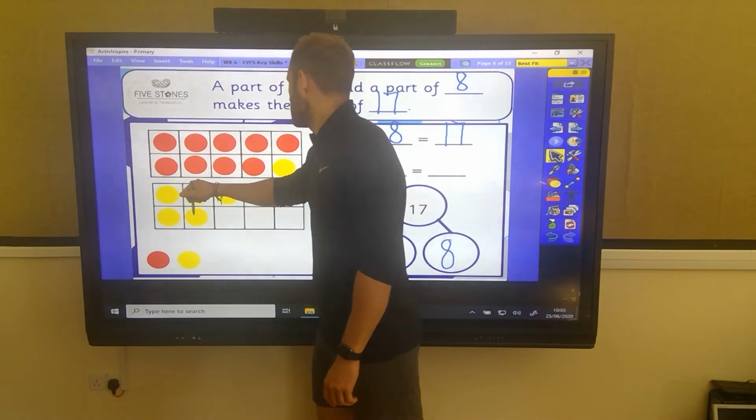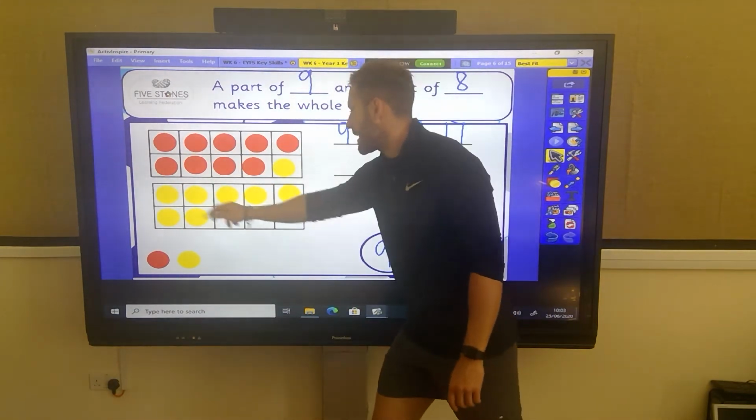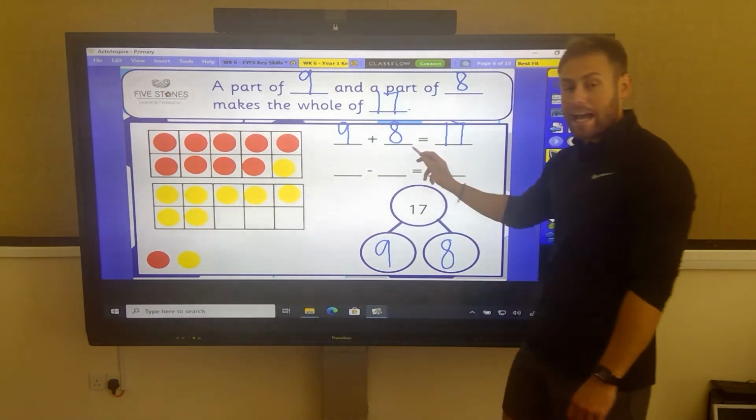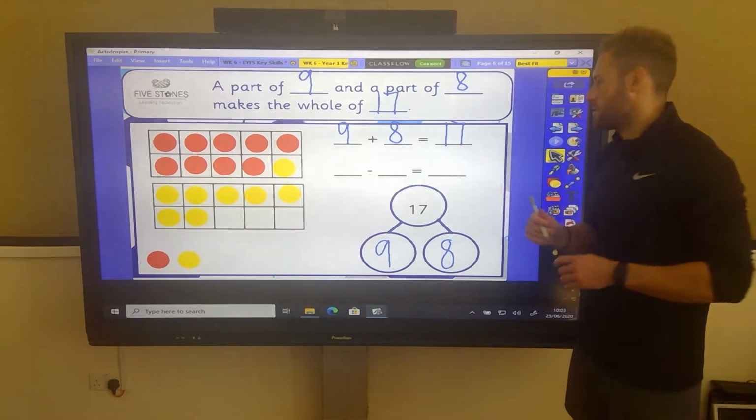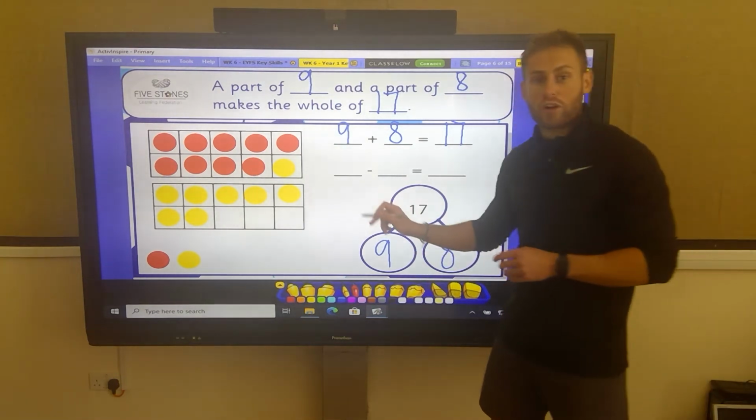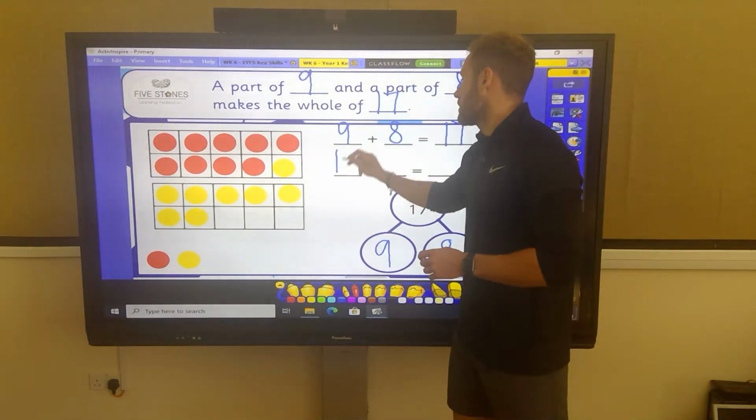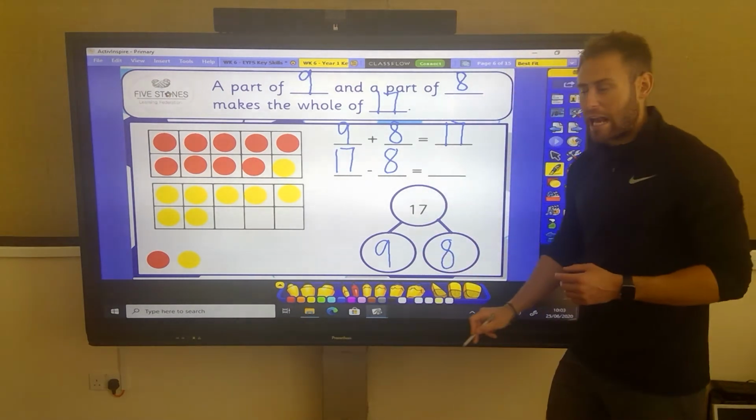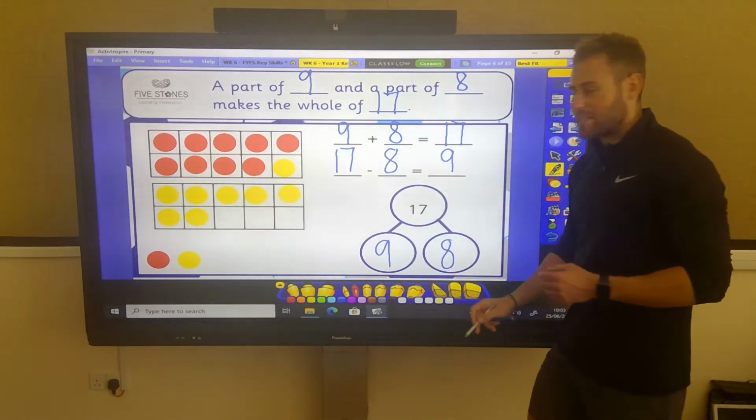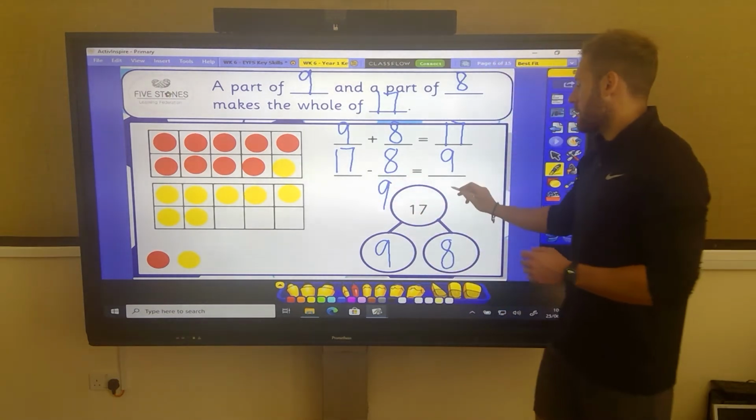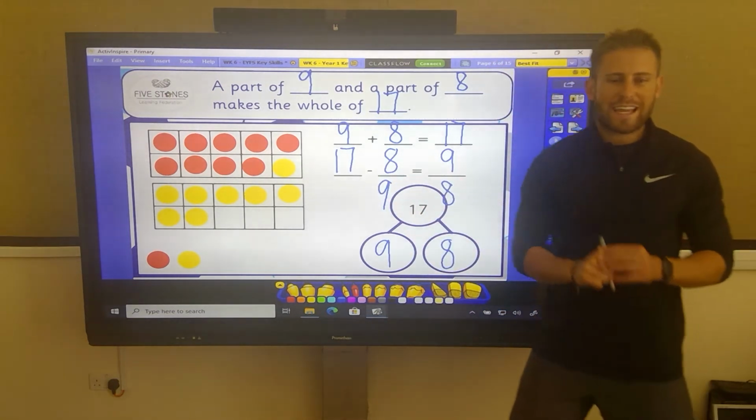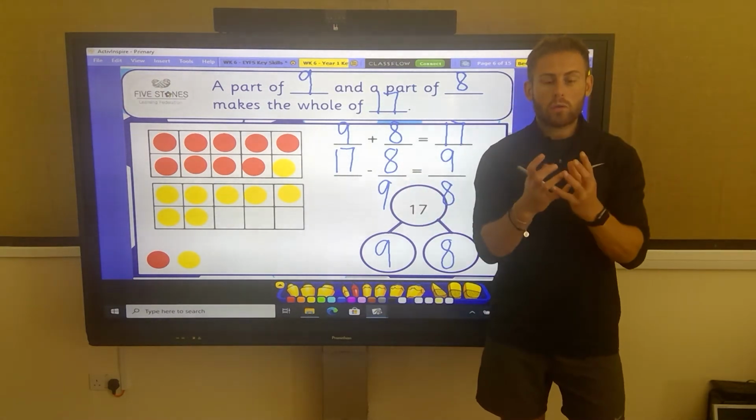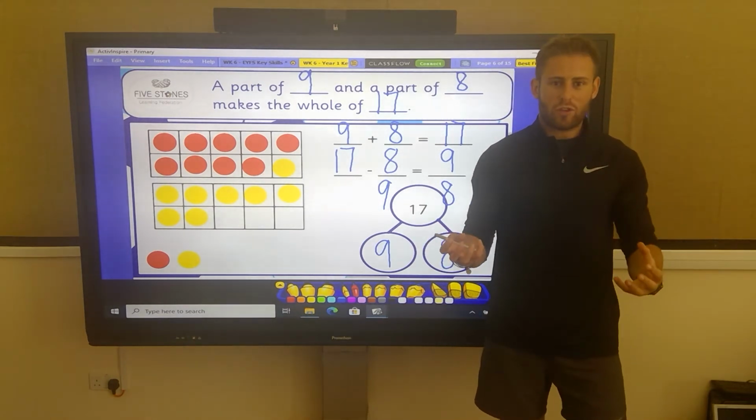So we could have 9 add 8 equals 17. Some of you might have written 8 add 9 equals 17. It doesn't matter either way. Then when we've got a subtraction, we've got 17. And we can either take off the 8 and be left with 9, or we could take off the 9 and be left with 8. It works either way because we know those two parts make that whole. We have the whole, we take one of those parts away, we're left with the other part.